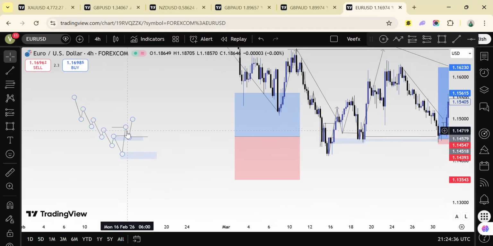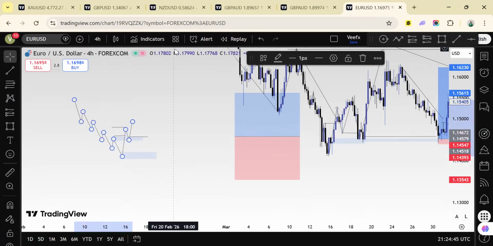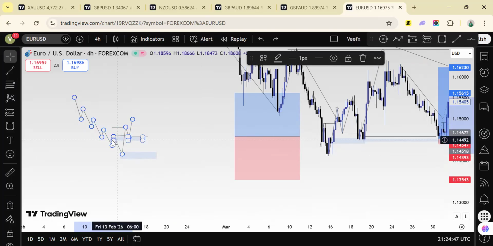Now, you can see in the process of this inducement liquidity pullback here, it tapped into our breaker block, but our order block is unmitigated, which means the inducement liquidity did not tap it. So this order block is valid as a POI.